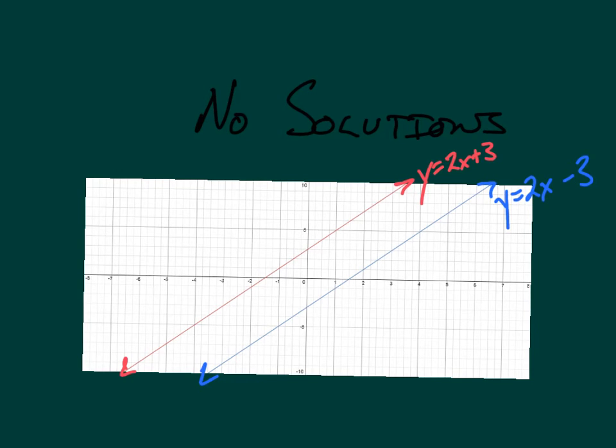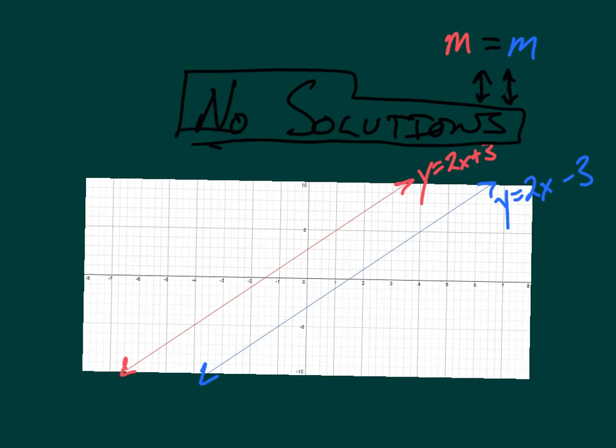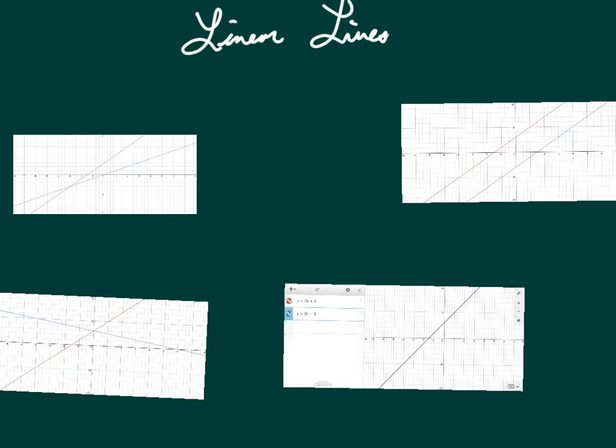Those lines are parallel. And so if the m's are equivalent, but the b's are different, then you have a parallel set, and those are never going to touch, and therefore produce no solutions. Remember, a solution is when the two lines cross. So these lines will never cross because their slopes are the same, but their y-intercepts are different.